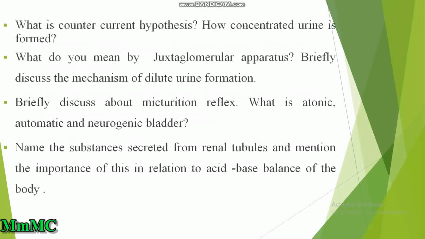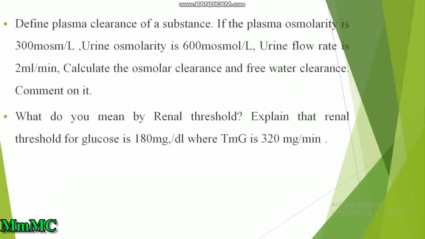What is countercurrent hypothesis? How is concentrated urine formed? What do you mean by juxtaglomerular apparatus? Briefly discuss the mechanism of dilute urine formation. Briefly discuss the micturition reflex. What is atonic, automatic, and neurogenic bladder, or neurogenic uninhibited bladder? Name the substances secreted from renal tubules and mention the importance of this in relation to acid-base balance of the body. Define plasma clearance of a substance.